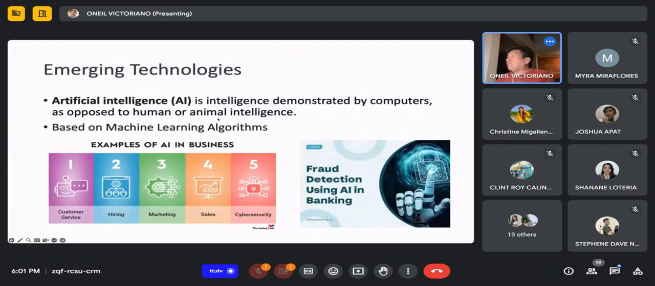But of course, the intelligence should be part of the model of human interaction or human brain. So it's basically based on machine learning algorithms or data science. Some examples would be customer service, so chatbots are an example of AI technology. Hiring decisions, marketing, social network optimizations, or in social media.